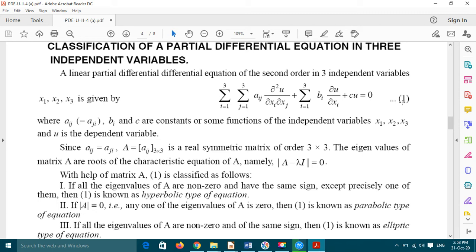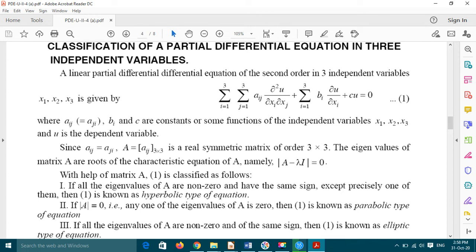Suppose this to be your equation 1, where a_ij is equal to a_ji, and b_i and c are constants or some function of the independent variables x1, x2, x3, and u is the dependent variable. Because we are computing the partial derivative of u with respect to x_i and x_j, u is your dependent variable. Since a_ij and a_ji are equal, A is a 3 by 3 real symmetric matrix.